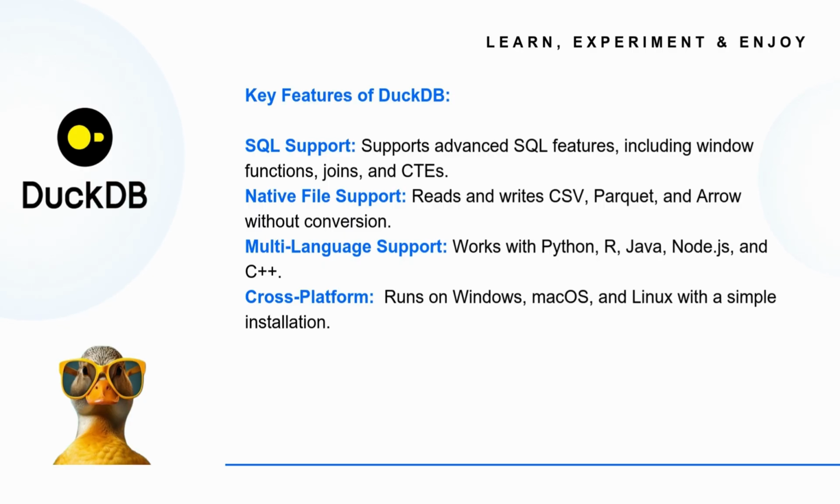One feature that saves me tons of time is DuckDB's native file support. DuckDB can read and write CSV, Parquet, and Arrow files directly without conversion. This is a game changer if you work with data files regularly. Instead of going through the tedious process of importing data into a database before querying it, you can query these files directly with DuckDB. For example, you can run a SQL query directly on a Parquet file without importing it first. This streamlines your workflow significantly.